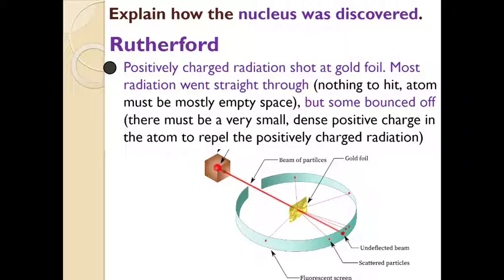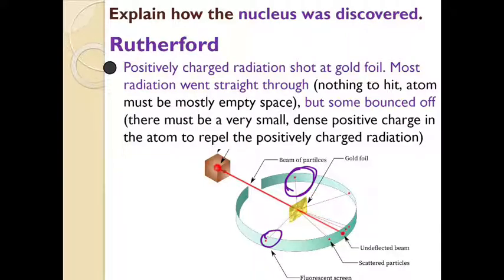But it didn't. Most of that beam, most of those positively charged radiation particles went straight through that gold foil, despite the fact that it was only an atom or two thick, and it should be hitting straight onto those atoms. So that must mean that there was nothing to hit in that atom. Most of the atom must be empty space. But, and this is important, there were some of those particles in that beam that did bounce off, either a little to the side or back at the radiation source. So there was actually something to the atom. It wasn't all empty space, but it was mostly empty space.